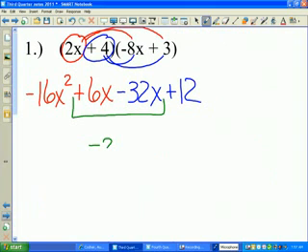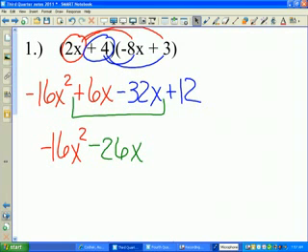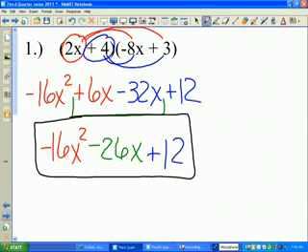So we got a -26x. And then my -16x squared is coming down. And my +12 is coming down. So regardless of which way they did it, they should have that as a solution.